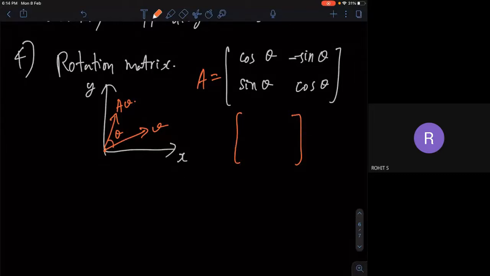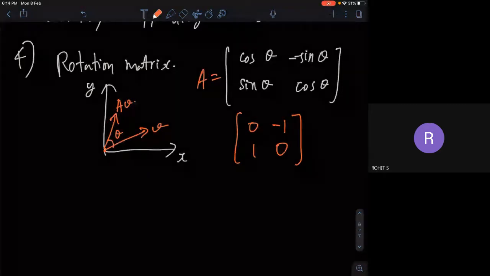Someone wants to tell me that? When theta is equal to 90, that is, you want to turn any vector by 90 degrees: 0, minus 1, 1, 0. Yeah. So this is the matrix for rotating any vector by 90 degrees. Now I am asking you, what are the eigenvalues and eigenvectors for this matrix? Can you see that? Is there something which is troubling?